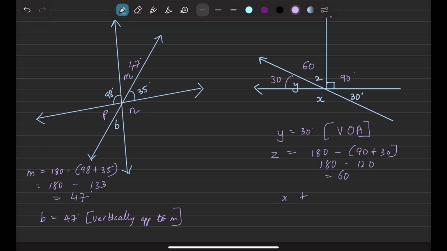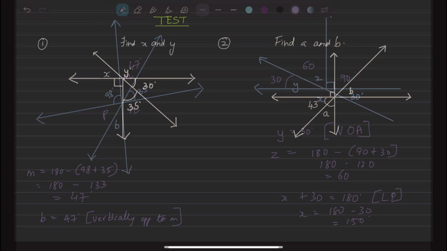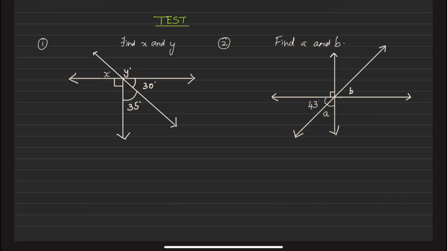Easily we'll be able to write. X plus 30 is 180. Angles forming a linear pair. Therefore, x is 180 minus 30, which is 150. This is it. Now I want you all to do a small test and then I'll put up the solution also to it, okay? Quickly try it, come on. Okay, so pause the video over here for a while and then I will put up the solution.